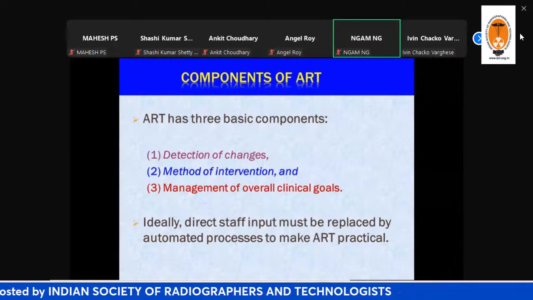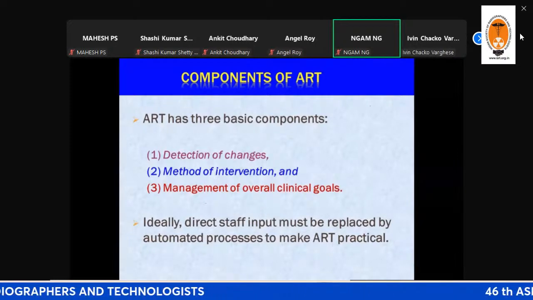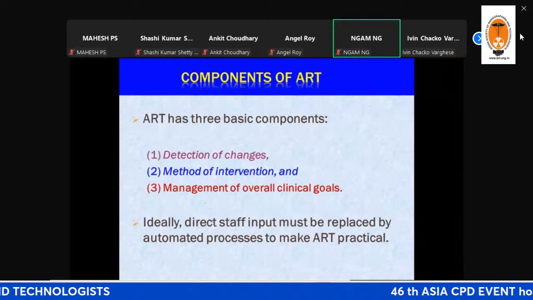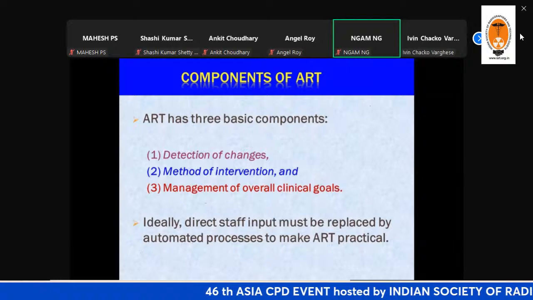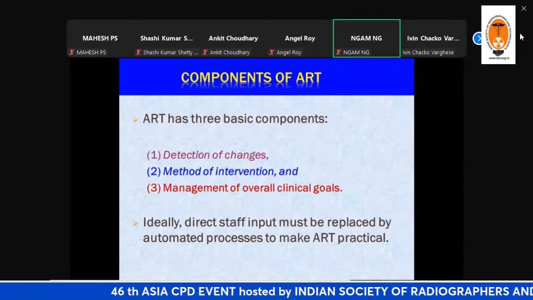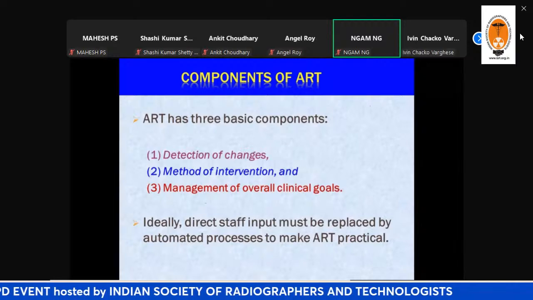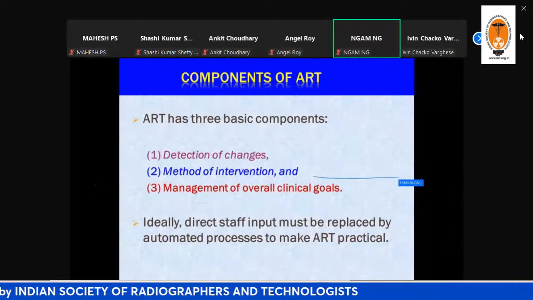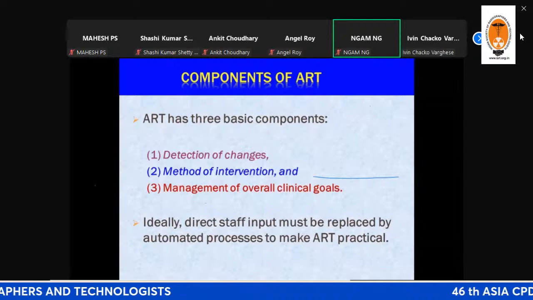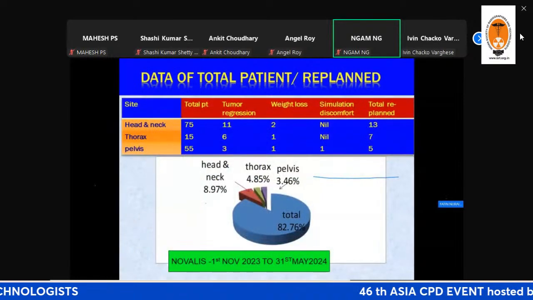And management of overall clinical goals. When we talk about the management of the overall clinical goals, that means we should have proper protocols, a proper set of rules followed by the department, so that when we see there is a change, we follow these protocols, and then our treatment efficiency can be increased. Ideally, direct staff inputs must be replaced by an automated process to make ART practical.